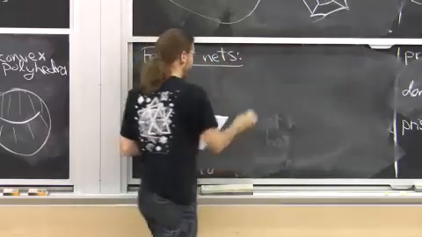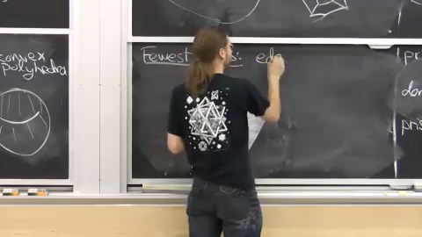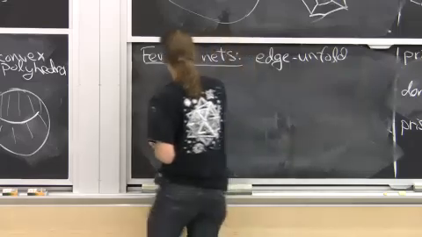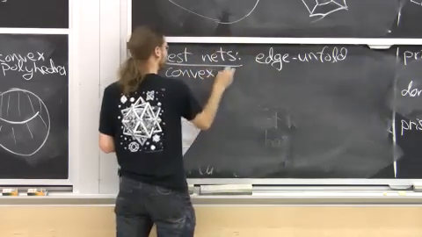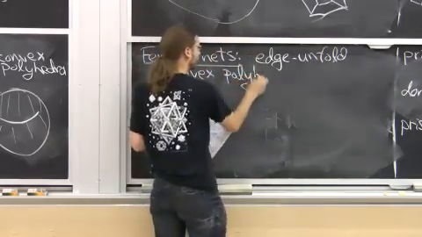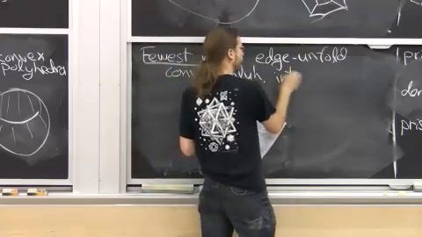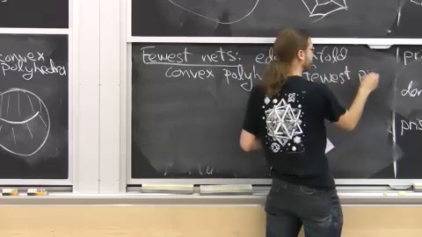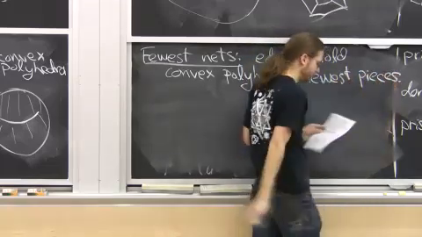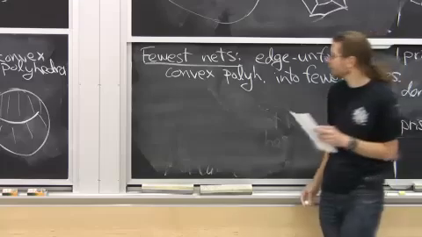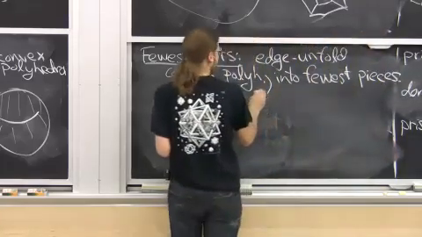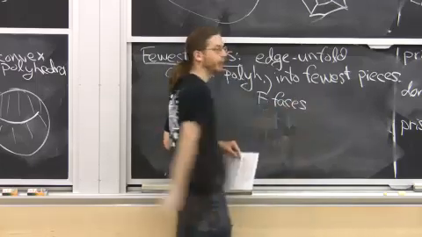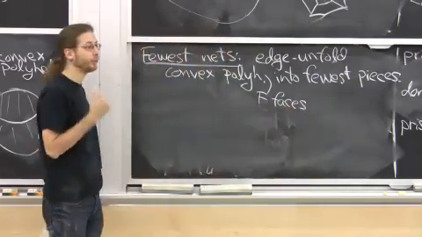Mention this because it's a fun problem. What if you, so again I want to edge unfold all convex polyhedra. But I allow multiple pieces to make the problem a little easier. So let's say I have a polyhedron with F faces. I want to know how few pieces could I get away with. The big open problem is, can I get away with one piece?